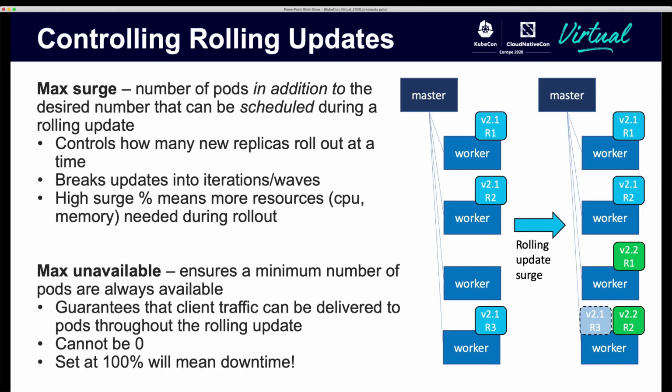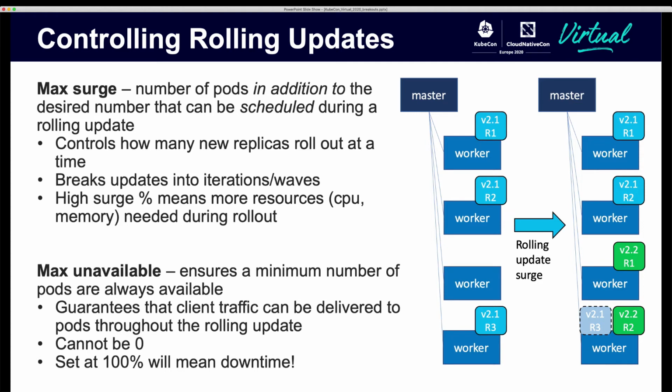Now, a couple of ways that we can control rolling updates is through the max surge and max unavailable. So we have the default settings of 25%. But what if we change those things, right? The max surge is something that controls the number of pods in addition to the desired number that can be scheduled during a rolling update. This essentially allows us to break up the iterations into larger waves, right? We've seen in previous cases that there were a small number of pods, but we can break this up.